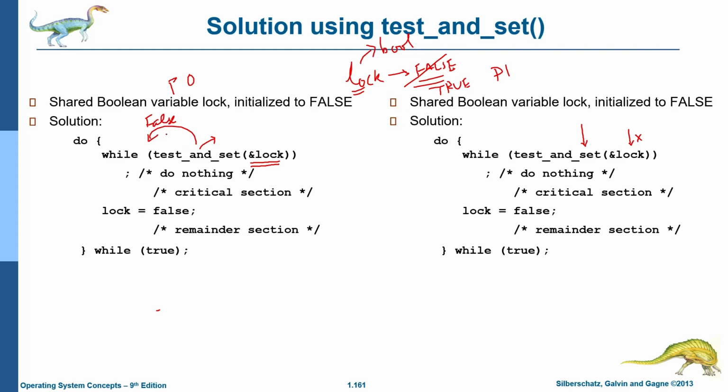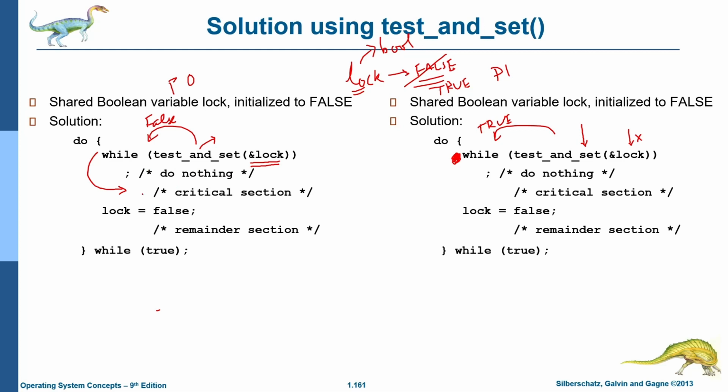Since P0 gets a false out of test and set, its while loop is not going to run even once. There's a semicolon. So it's going to come into the critical section. So P0 is now in the critical section. What happens to P1? Since P0 is out of test and set execution, P1 can run test and set. It gets the old value of lock, which is now true. So it gets true. It also sets it to true, so no change in the value of lock. But if it gets a true, then it will not be able to come out of the while loop. It will be stuck.